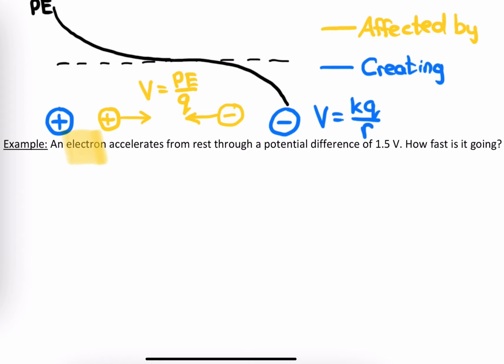The electron is like the object that we're dropping, and the potential difference of 1.5 volts is like the difference in height that it falls through as it accelerates. Now, just like in the case of a falling object, we could use the law of conservation of energy to look at how its loss in potential energy gets converted to kinetic energy as it falls and speeds up. We can do the same thing here. So let's start with the law of conservation of energy.